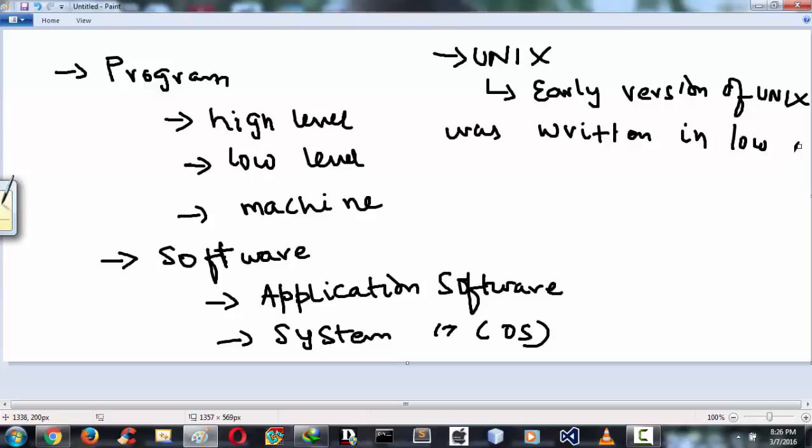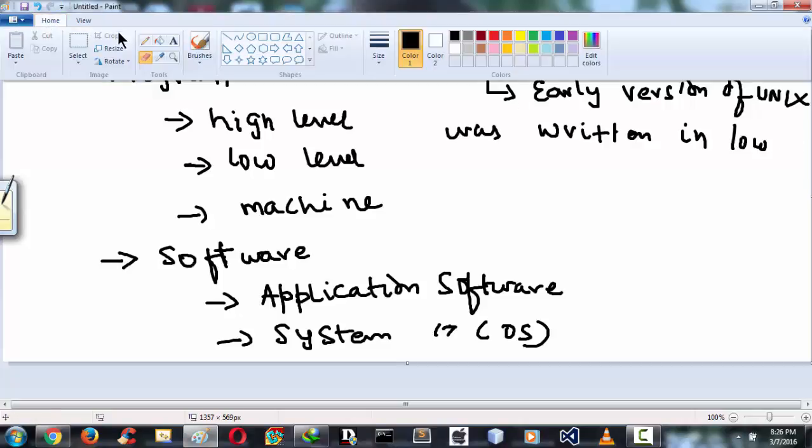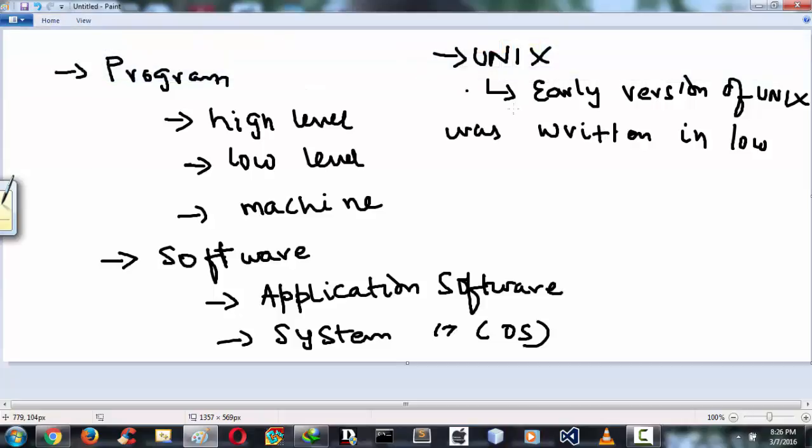So the earliest version of Unix operating system was designed using a low level language. Let me strike it off and write here: low level languages like assembly language.